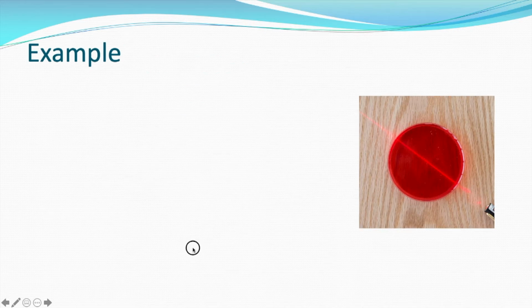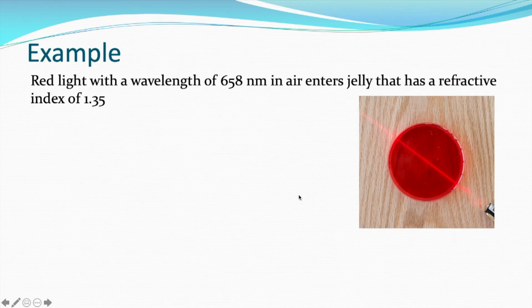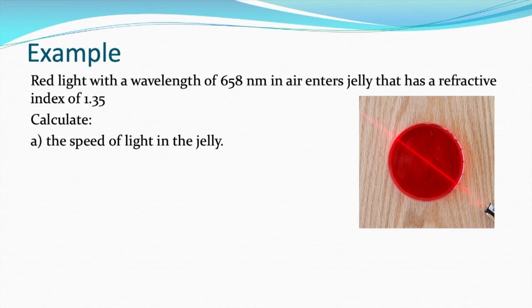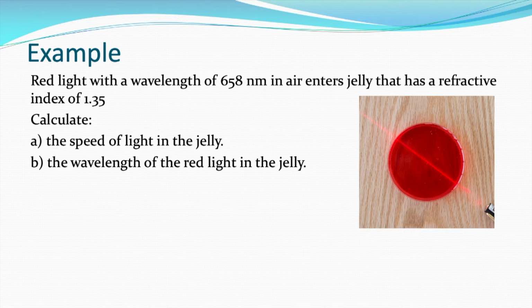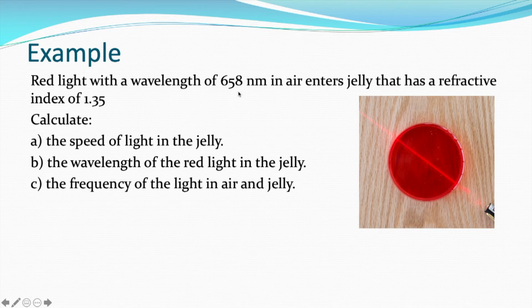Right, time for a wee example. If we have a red light, so over here I have a red laser and it's shining through a jelly. The jelly has got a refractive index of 1.35 and the wavelength of the light is 658 nanometers. And here's a question. Calculate the speed of light in the jelly. Well, it'll slow down. What's the wavelength of the red light in the jelly? Well, it'll be less than 658. And calculate the frequency of the light in air and jelly.